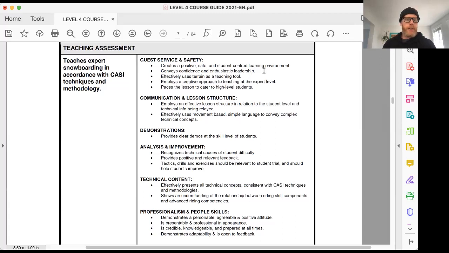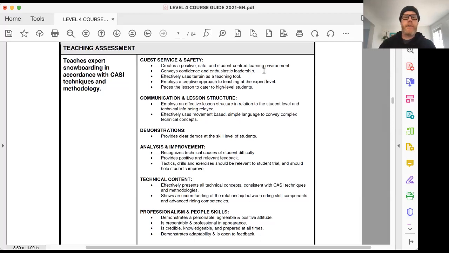Employs a creative approach to teaching at this expert level. That really backs up the previous point there around adding some variation to your teaching, and paces the lesson to cater to high-level students. So this is one of those things that maybe differentiates a lesson from an instructor training session, is that an expert rider who takes a lesson and wants to get better, they have a certain expectation around the pace and the mileage that they're going to get in the lesson, and the time that they spend riding versus the time that they spend maybe listening.